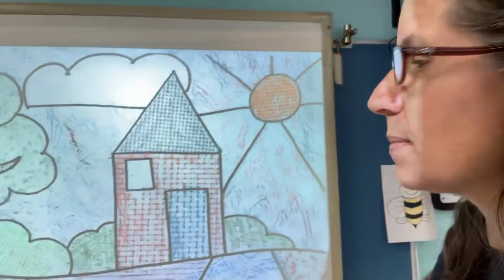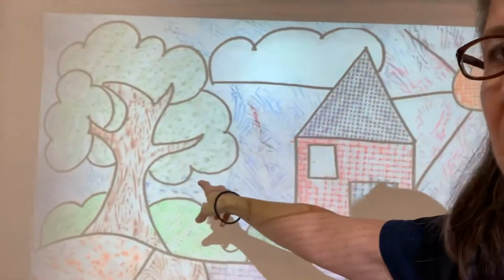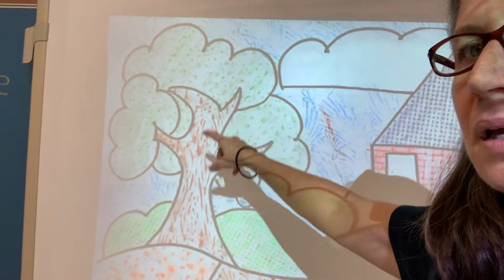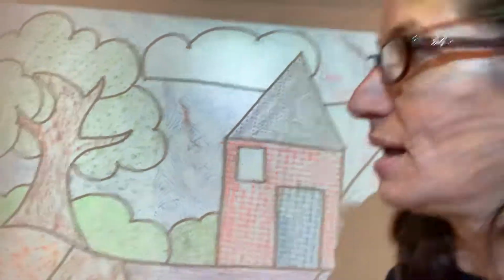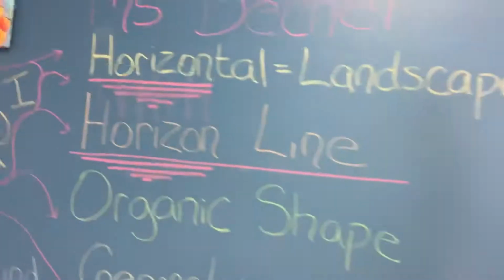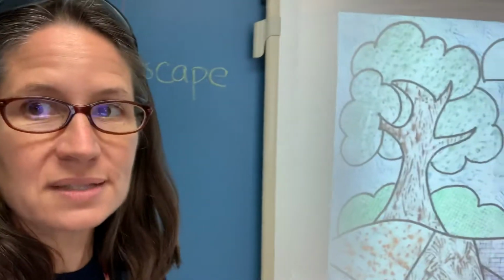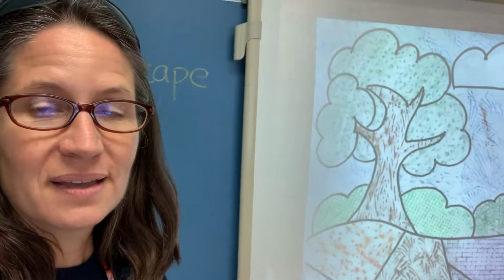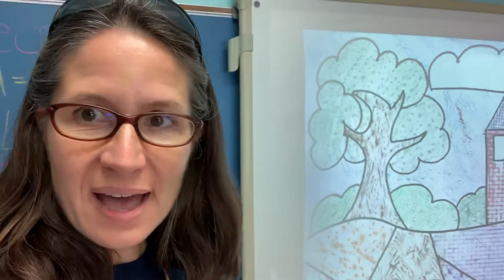But today, our papers are going to be horizontal, side to side. And we're going to talk about the types of shapes that we're going to make in our pictures, because right here, this tree, we call that an organic shape. Organic shape. And organic shapes are found where? Who can answer that question? They're found in nature.